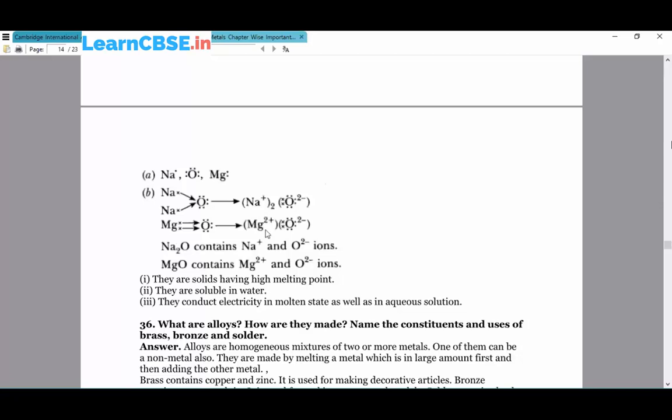In the case of magnesium, it has 2 electrons in the outermost shell, so it can easily lose the 2 electrons and form the Mg2+ charge. The oxygen can gain the 2 electrons. So Mg gives 2 electrons to the oxygen and it forms the Mg2+ and the O2-. So Na2O contains the Na+ and the O2- and the MgO contains Mg2+ and the O2- ions.